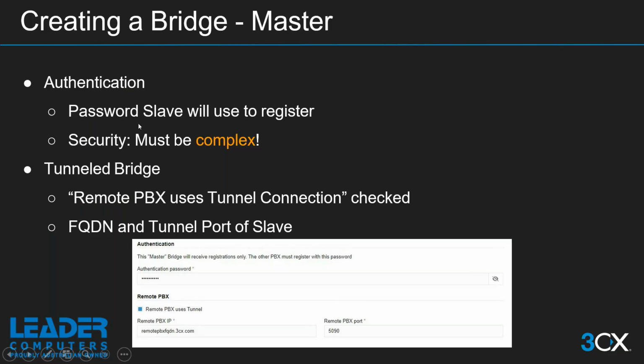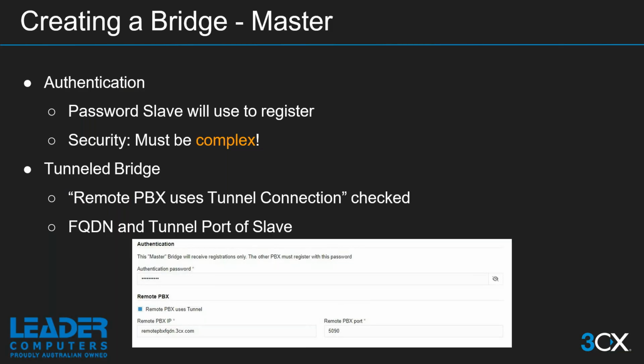So, creating the master bridge. The virtual extension number needs to match on the master and the slave bridge. And for authentication, as soon as you create the master bridge, it gives you an authentication password. That is something you need to make a note of, and that is what you'll enter on the slave bridge. The security must be complex. Use a more complex password, because if someone knows the IP address of your 3CX, and knows or is able to crack the password, they can make a bridge connection to your 3CX and might commit toll fraud or things like that.